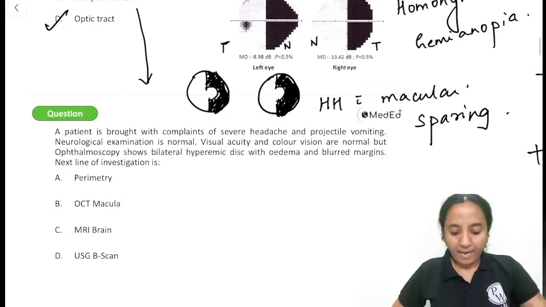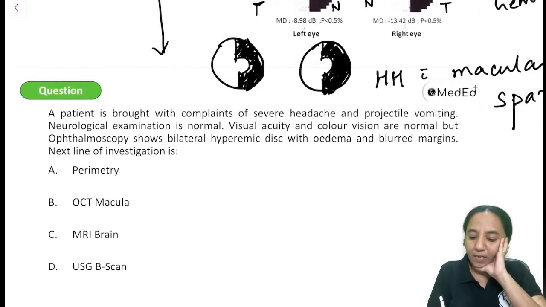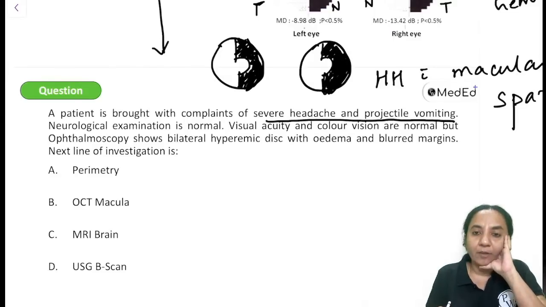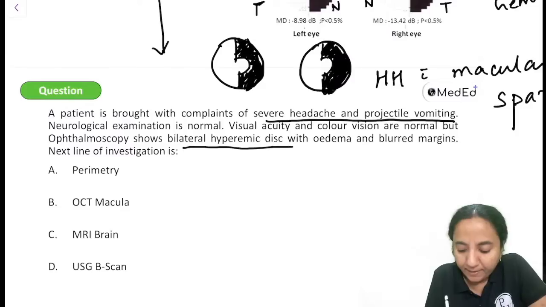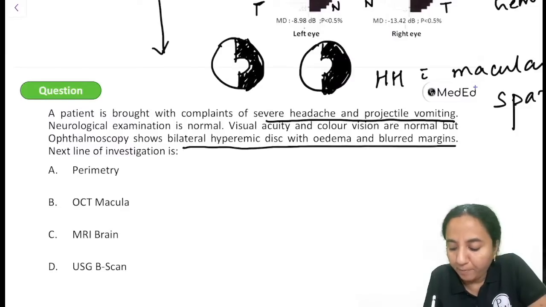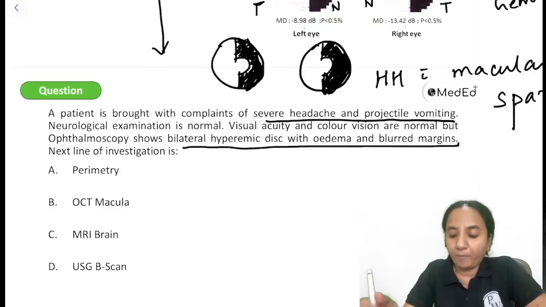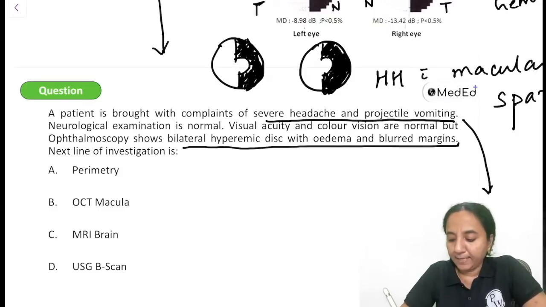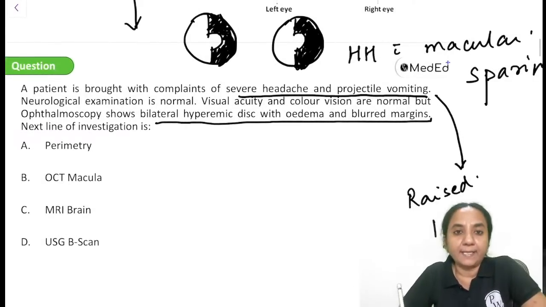A patient is brought with complaint of severe headache and projectile vomiting. The neurological examination is normal. Visual acuity and color vision are normal. But ophthalmoscopy shows bilateral hyperemic disc with edema and blurred margins. So, complaint of headache and projectile vomiting is suggestive of raised intracranial pressure, raised ICT.